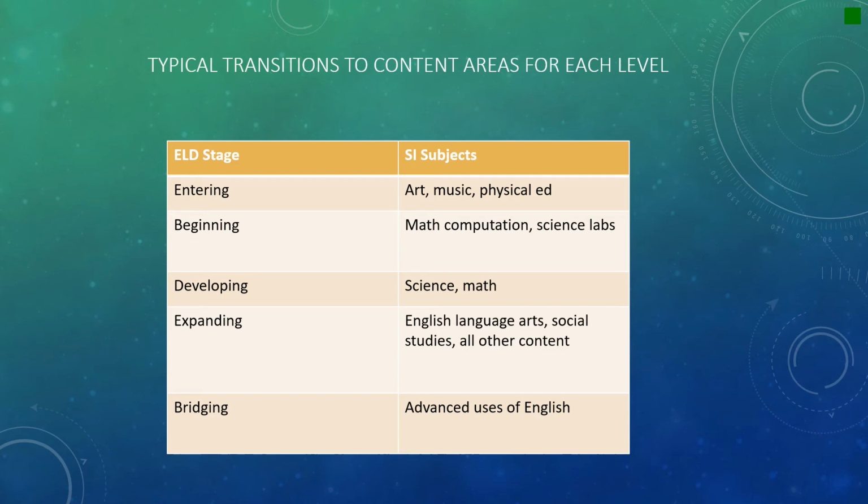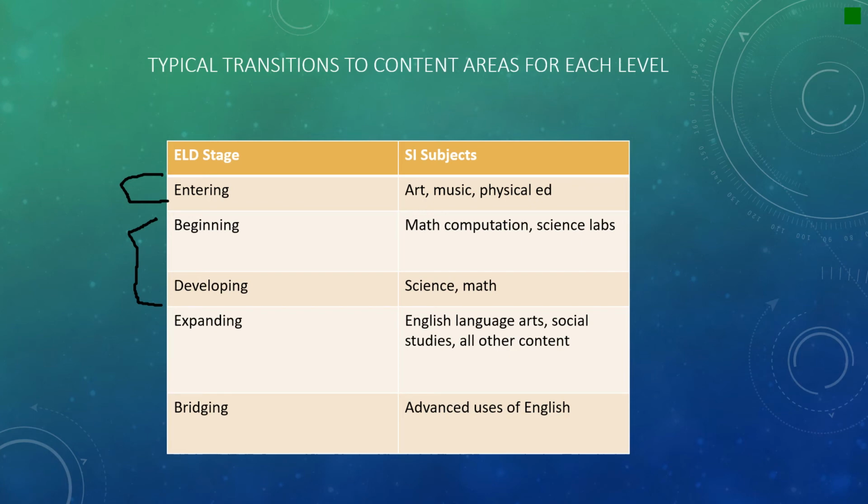If they are in the beginning, so that's just using very short phrases, 1 or 2 word answers, they may already be in math and science, because they're able to do math computation in science labs. They can move on to, in developing, again, science and math. So if you teach science or math, you really have to be ready to provide scaffolds for these second and third stages here. They're going to need a lot of accommodations. And so if you teach music, you're going to need to give a lot of accommodations for your entering students as well as any of the others.